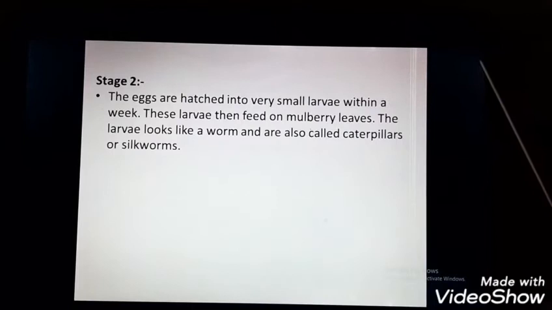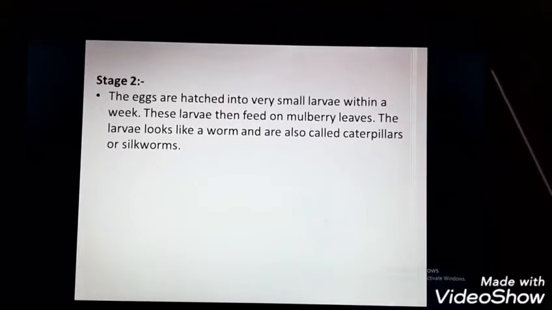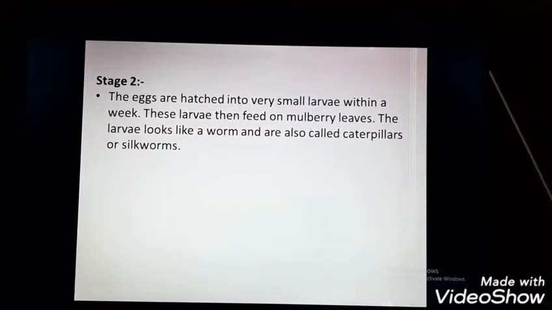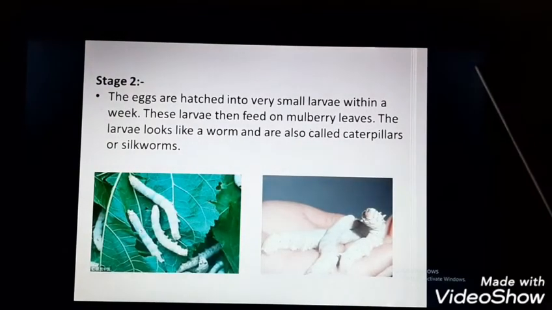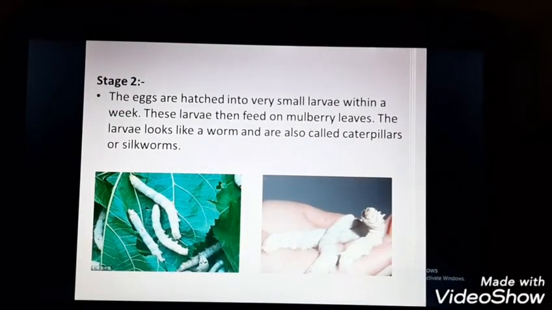During stage 2, that is the stage of larvae, the eggs hatch into very small larvae which grow in size within a week. These larvae are fed on mulberry leaves. That is why they are called mulberry silkworm and produce mulberry silk, because they are fed on mulberry leaves. The larvae look like a worm and therefore are also called caterpillars or silkworm. So here you can see how the silkworm caterpillars or larvae look.